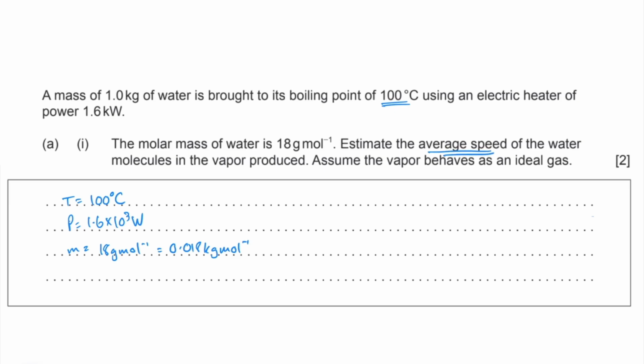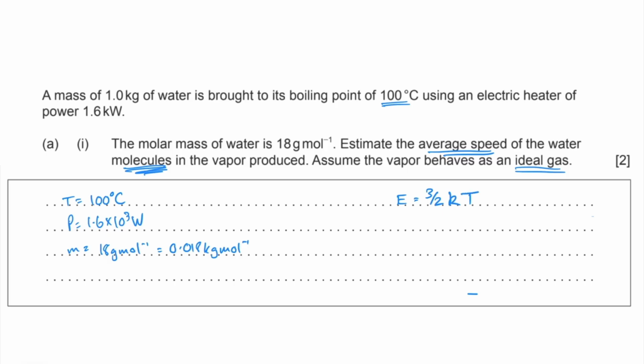Estimate the average speed of water molecules. Assume the vapour behaves as an ideal gas. Okay, so if we're looking at an ideal gas, I'm going to go straight to the data booklet for topic 3. I'm going to look for something to do with energy, speed, temperature, and see what I come up with. There's not many equations, first of all, but I can see an equation that says E equals 3 over 2 kT.